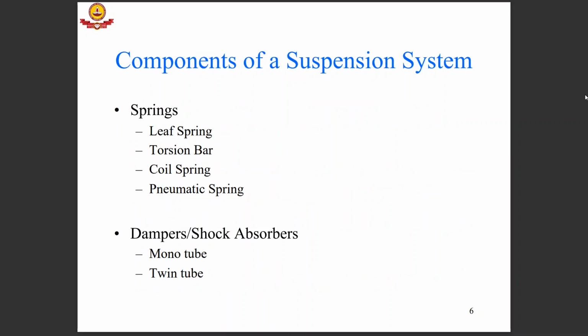So let's take a look at components of a suspension. There are springs like leaf spring, torsion bar, coil spring, and pneumatic spring. Each one of them will have some advantages and disadvantages, which we'll be looking into as we move forward. Then there are dampers or shock absorbers. It can be a monotube or a twin tube design.